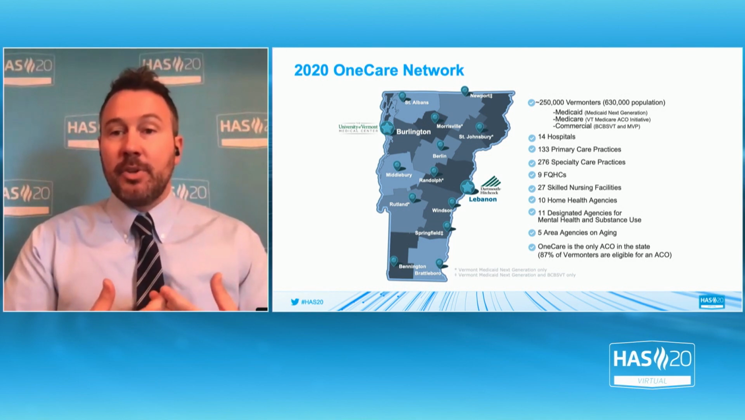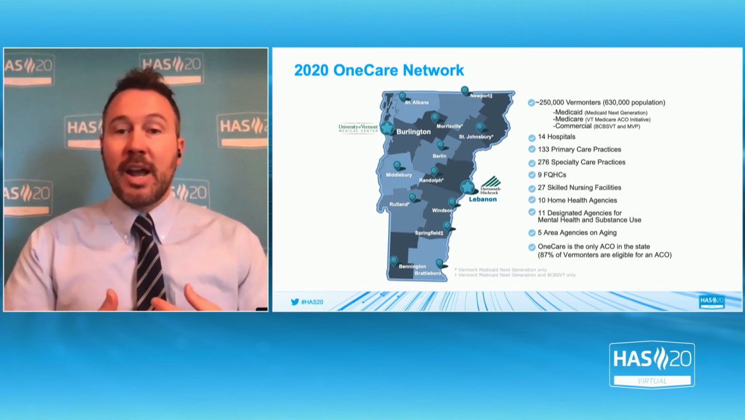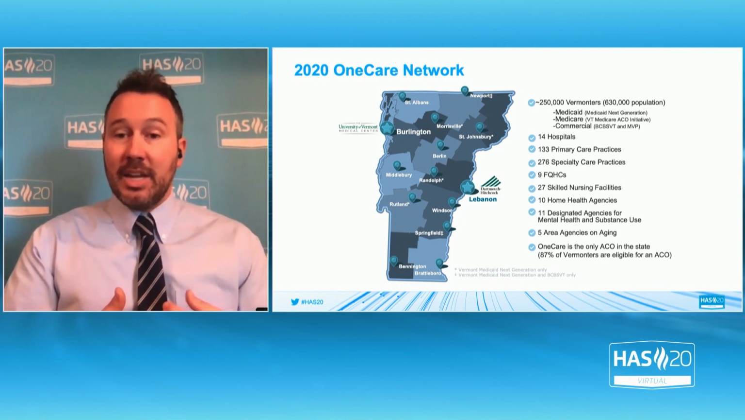We have 14 hospitals across the state. Each of them are participating in the ACO in various levels, meaning some may be in one program and not the other. Over 130 primary care practices. The composition of our network is very diverse. We have nearly 300 specialty care practices. The number of FQHCs is up to 9 in 2020. A bunch of skilled nursing facilities, 10 home health agencies, 11 designated agencies for mental health and substance abuse, 5 local area agencies on aging.